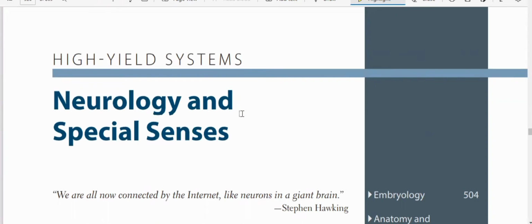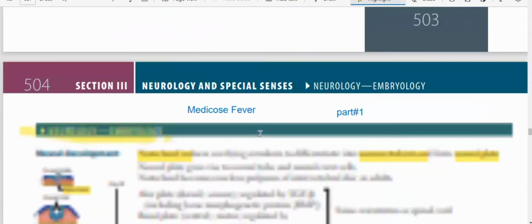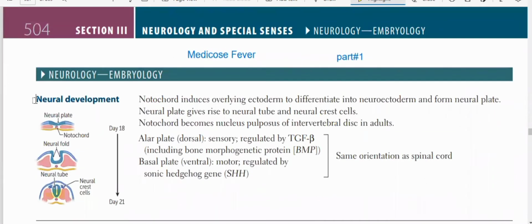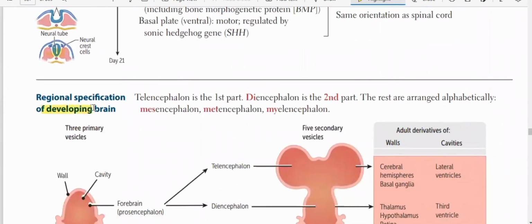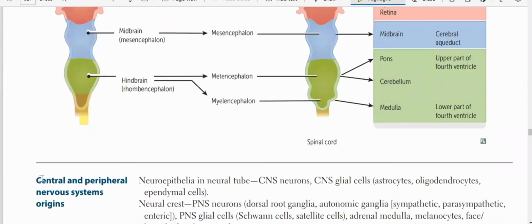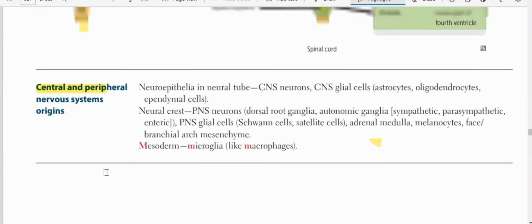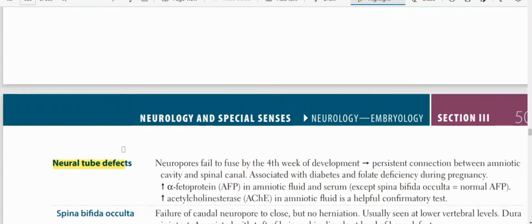In this lecture, we will discuss the embryology of the nervous system. We are starting the series on neurology and special senses for the USMLE Step 1 from the First Aid book. Firstly, we will discuss the embryology of the nervous system, in which we will cover neural development, then the development of the brain, then the central and peripheral nervous system origins. And most important, we will discuss neural tube defects.